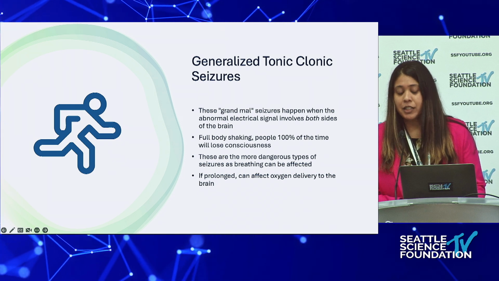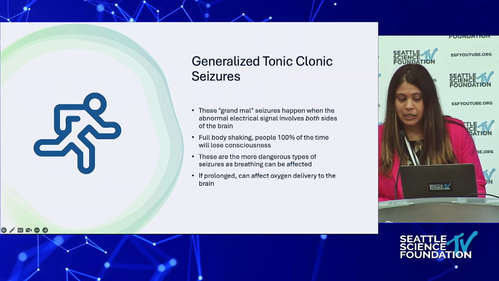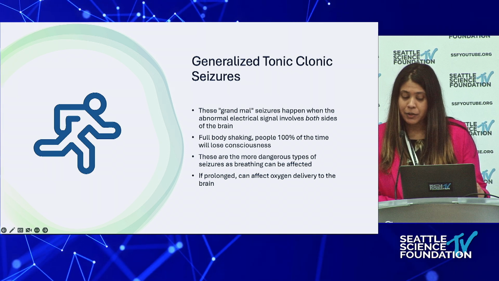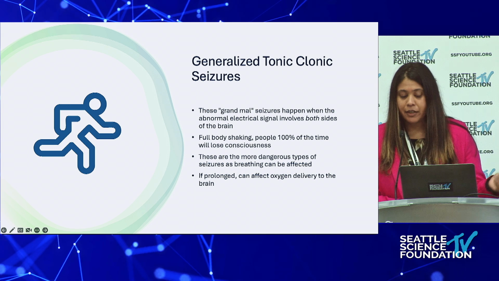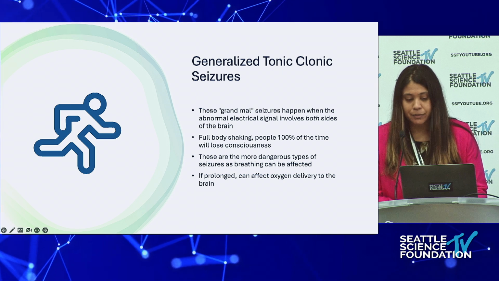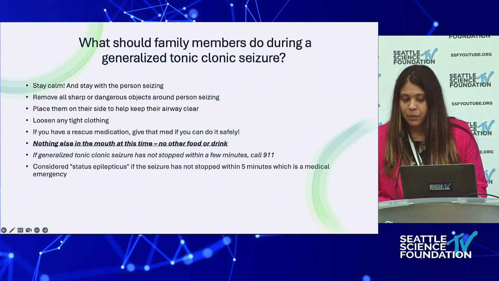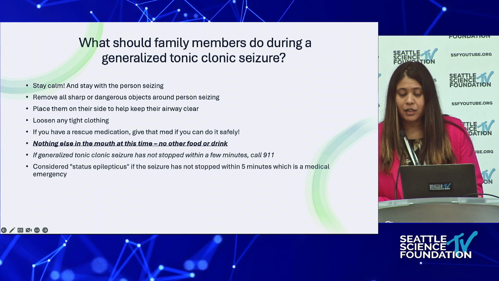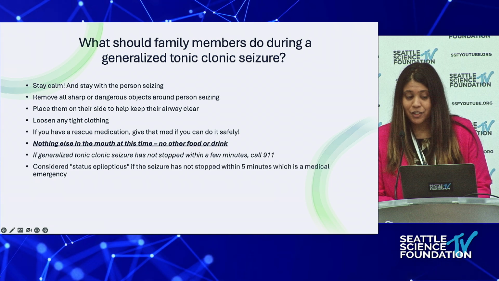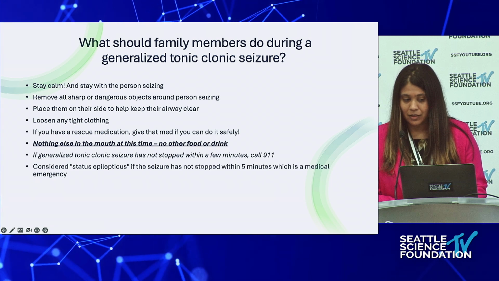However, generalized tonic-clonic seizures can become a medical emergency, because your breathing can be affected, and if it's prolonged, it can affect oxygen delivery to the brain. So what should family members do during a generalized tonic-clonic seizure? The first thing is always just stay calm and stay with the person seizing.